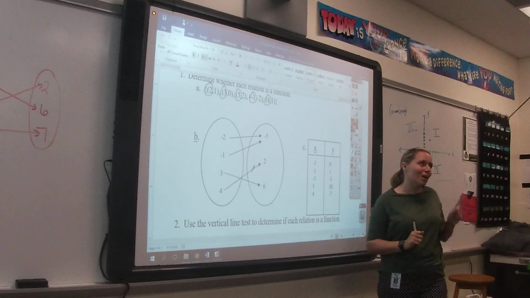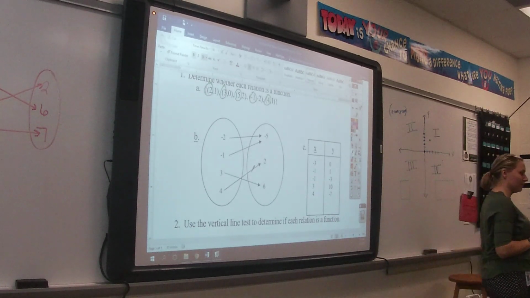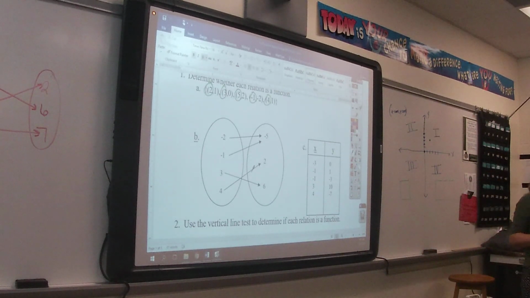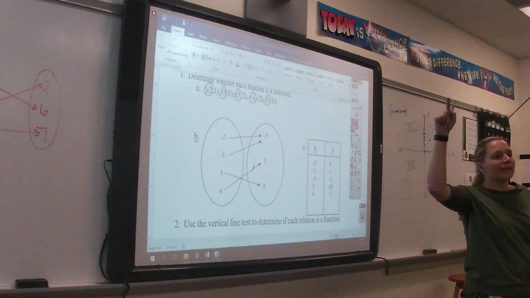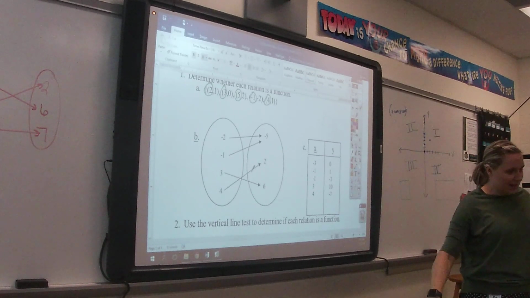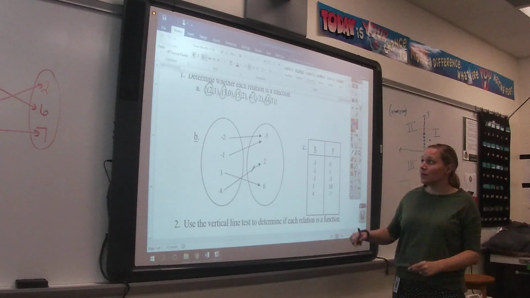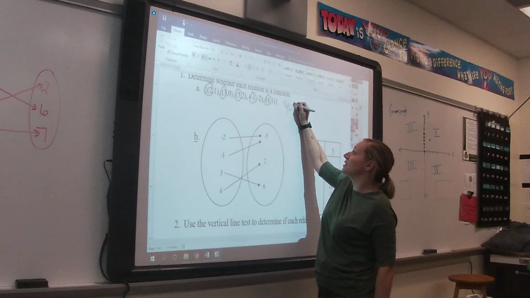Here's even a better one of my students. They really love this question. Does the x value repeat? No. Is it a function? Yes. It's a backwards question. So we would say, yes, this is a function.